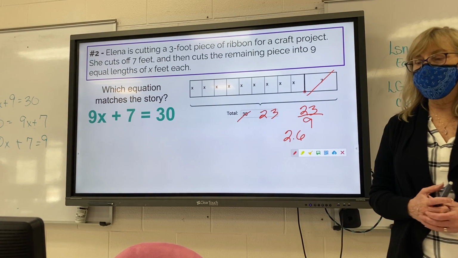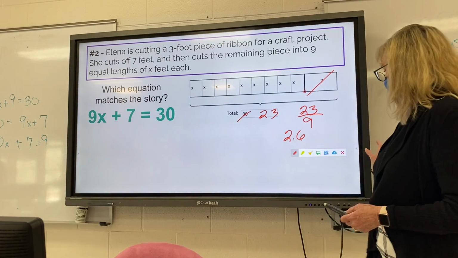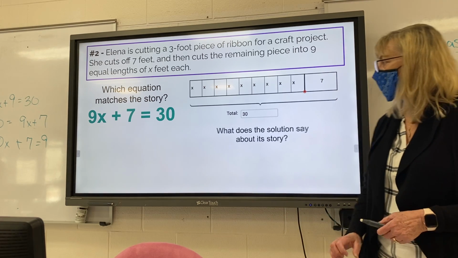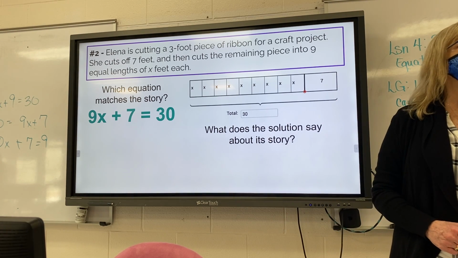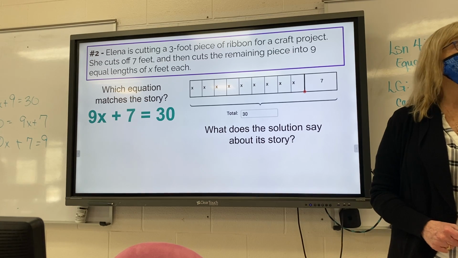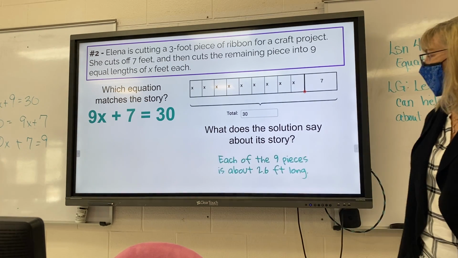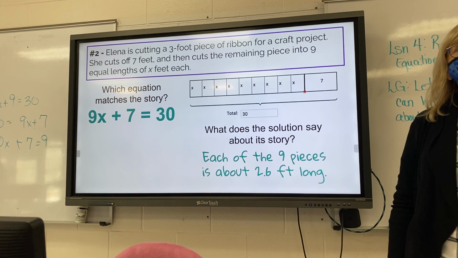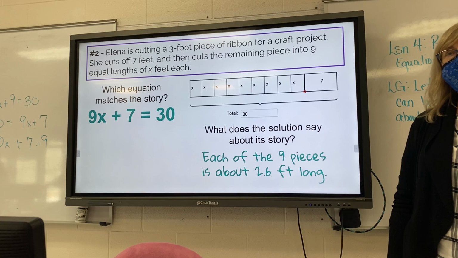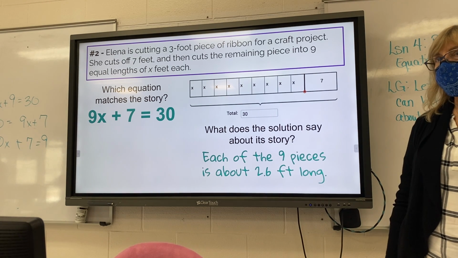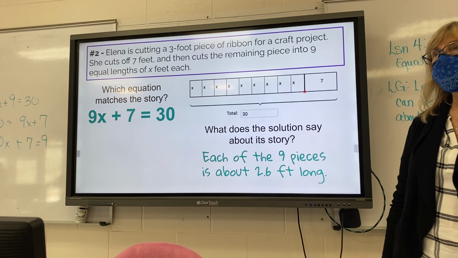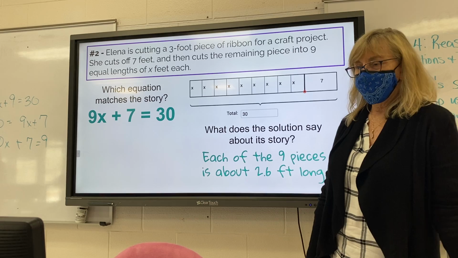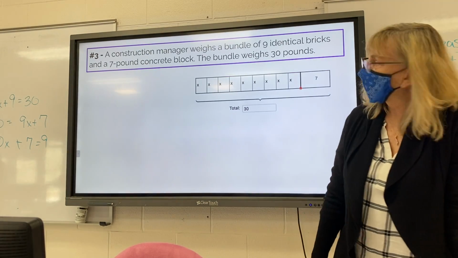So what does that 2.6 mean in terms of this story? Yeah, x equals 2.6, but what does it mean in terms of this story? Each piece of wood is 2.6 feet long. There you go. Each of the 9 pieces is about 2.6 feet long. Good job. Those of you that don't like tape diagrams, getting a little bit better? Okay, the tape diagram shows you what to do first. All right, let's look at the next one.